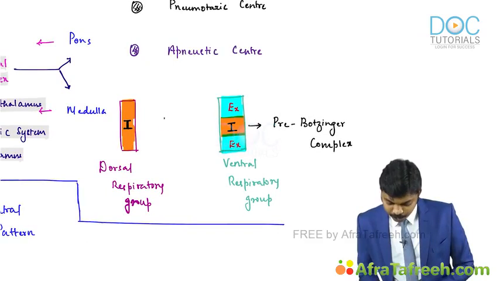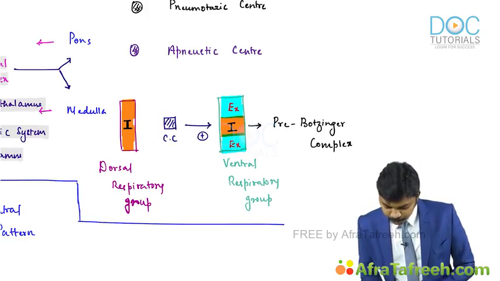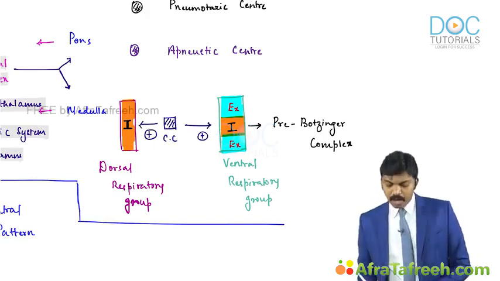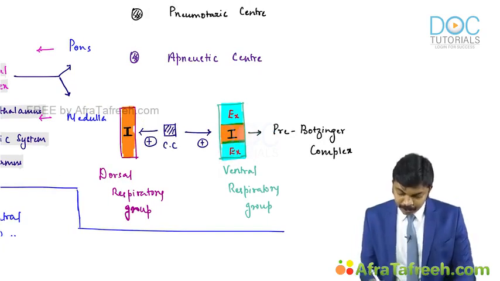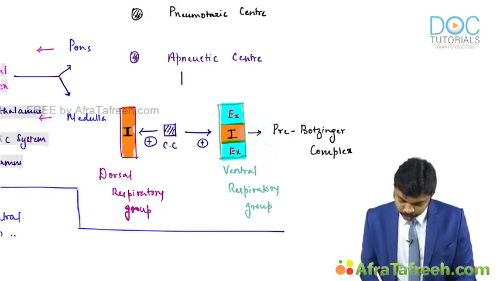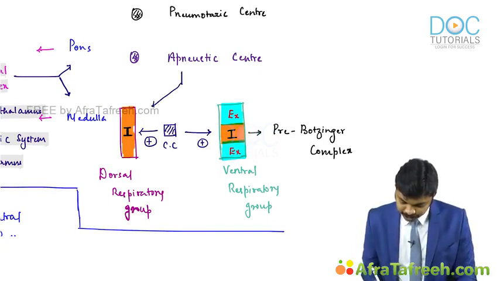So we do have number one, central chemoreceptor. Central chemoreceptor is going to trigger inspiratory neurons on one hand. On the other hand, the apneustic center is also going to trigger inspiratory neurons.